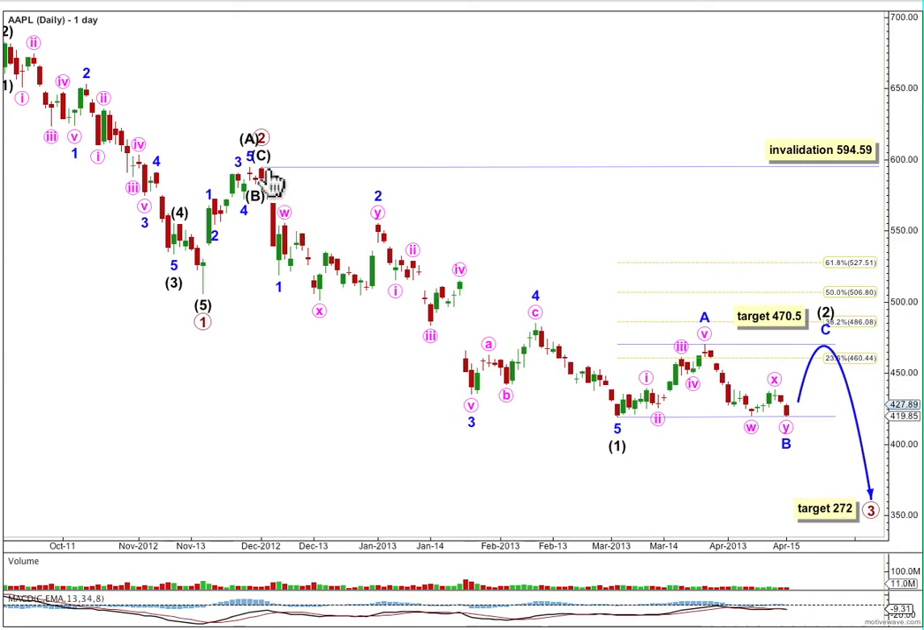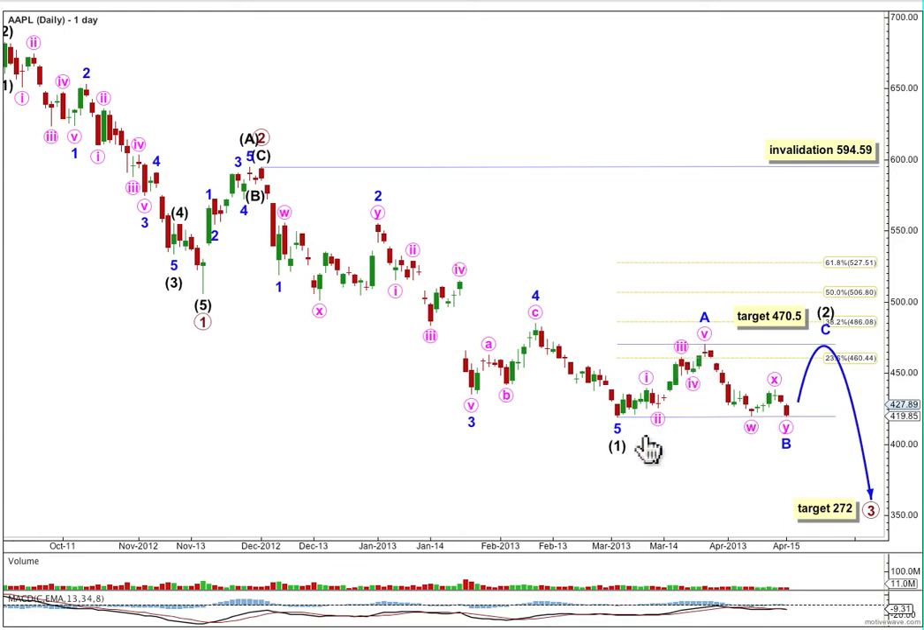Primary wave 3 will reach 1.618 the length of primary wave 1. Intermediate 2 may not move beyond the start of 1. The invalidation point remains the same at 594.59. Within intermediate wave 2, I'm pretty comfortable that this upwards movement here subdivides as a 5 and not a 3.